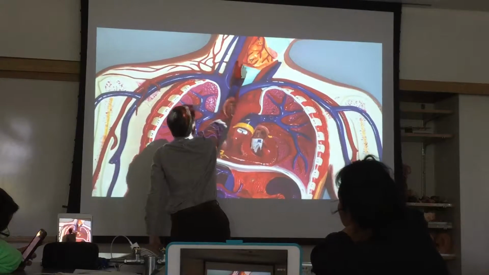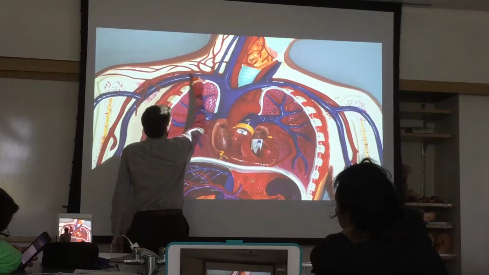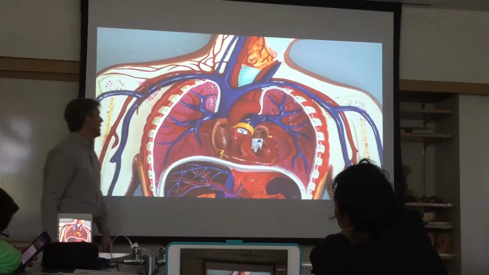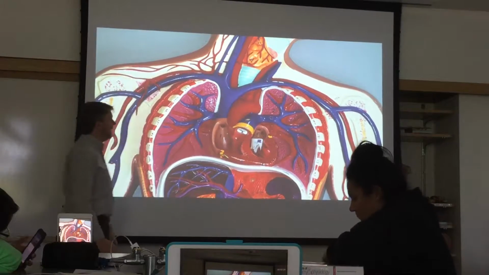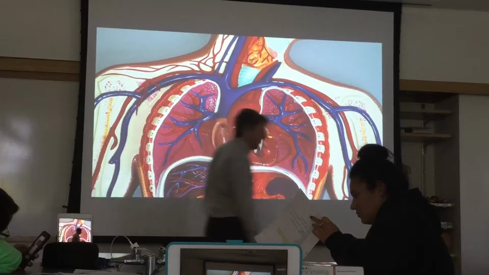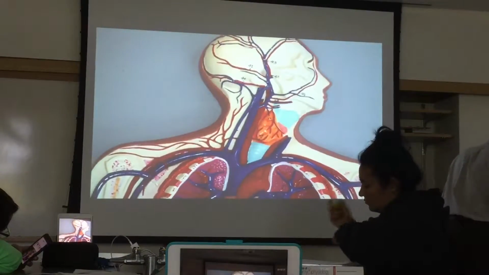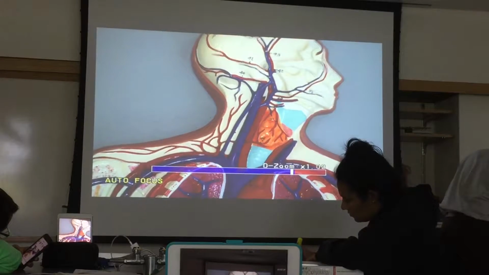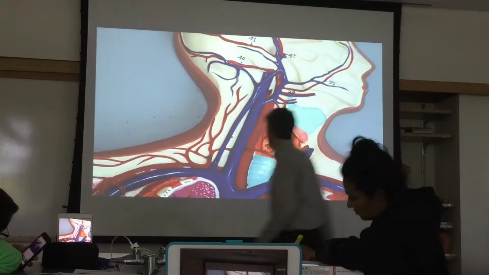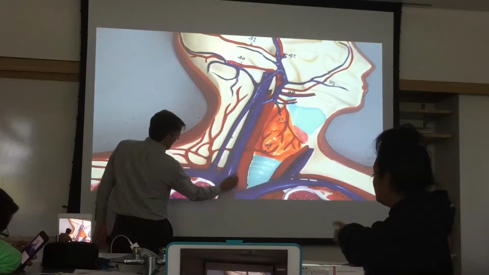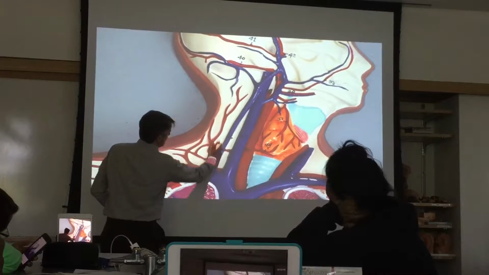What does this become? Anyone know? That's the common carotid artery, and then what's this guy that's going over here? That's the subclavian artery. This little guy that's going up there, anyone know? That's the vertebral artery. Again, your brachiocephalic, then you've got your common carotid, here you've got your subclavian, there's your vertebral.